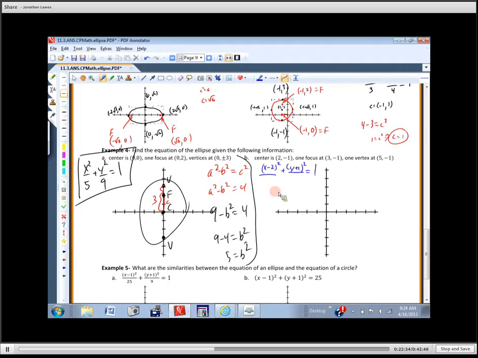So let's draw a quick little sketch. 2, -1, label that as the center. Focus is at 3, -1, so focus is at 3, -1. There's a focus. And a vertex is at 5, -1. So here's 1, 2, 3, 4, 5. Right there is a vertex. Now, if I wanted to, I could fill in the other stuff. If there's a focus on this side of the center, there's got to be a focus over here. If there's a vertex on this side of the center 3 units away, I've got to have a vertex over here 3 units away.